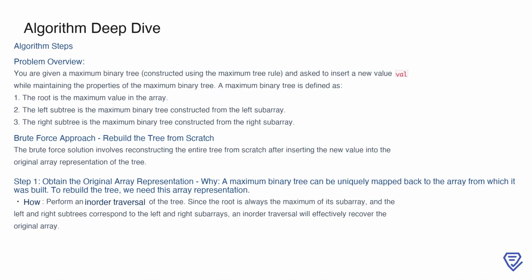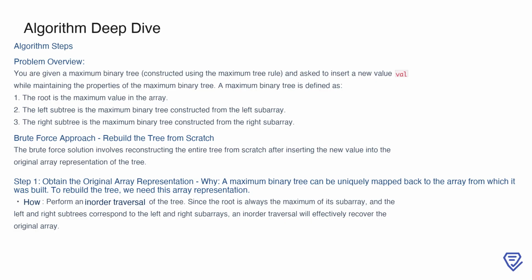To understand how to solve this problem, let's first revisit the concept of a maximum binary tree. In this structure, the root is always the maximum value from the array used to construct it. The left subtree results from the maximum binary tree built using the elements to the left of the root in the array, while the right subtree is constructed using the elements on the right. Now, the challenge is to insert a new value into such a tree while maintaining these properties.